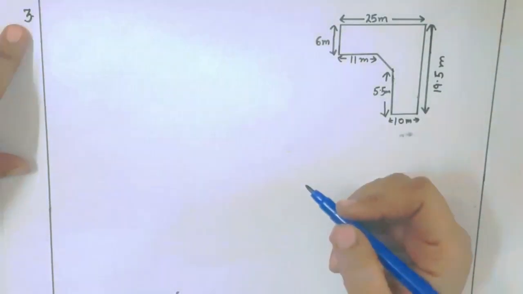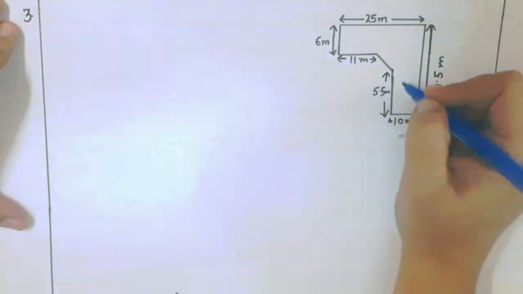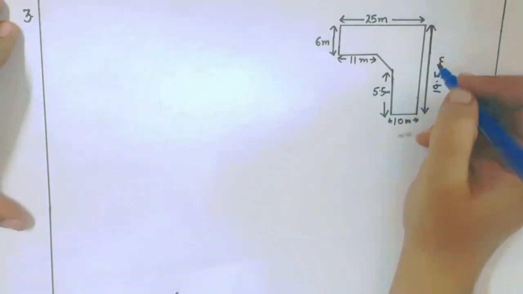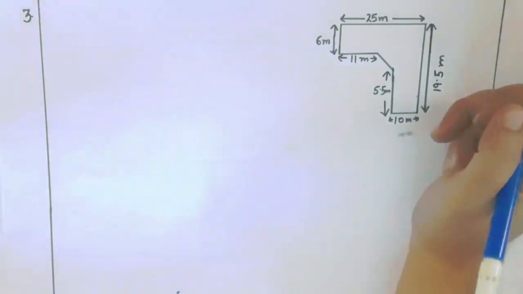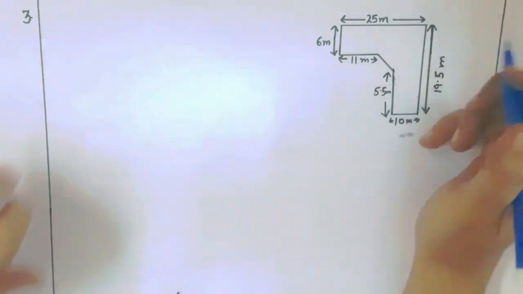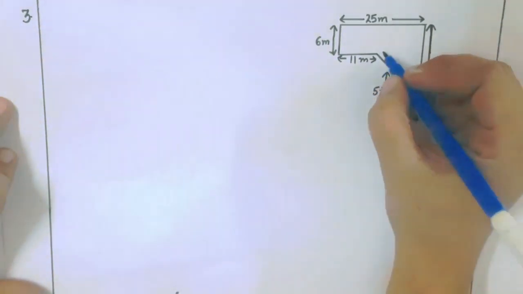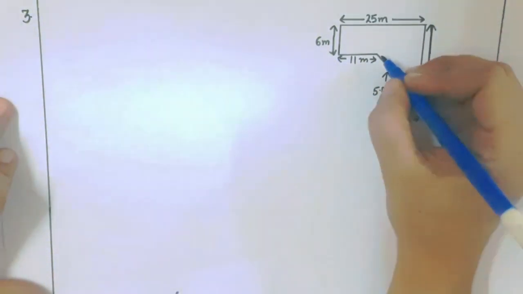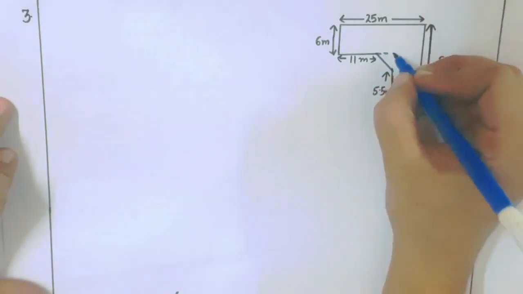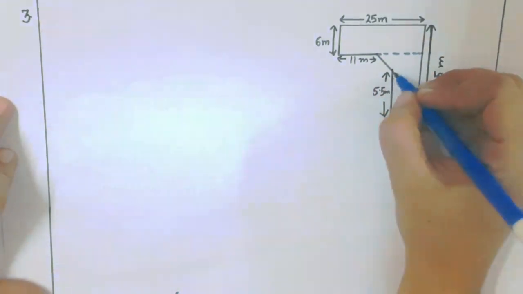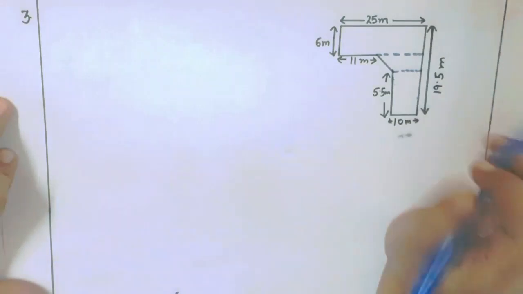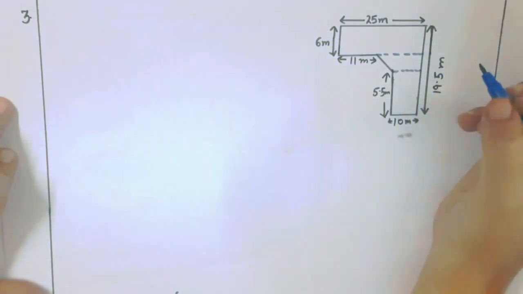Now look at third question. The figure is given. We have to find out the area of this figure. Now how to find out the area of these figures? How to find out, beta? First we divide it into different figures. Make the line here, construct the line here, construct the line here. Okay. Now 3 figures are formed.